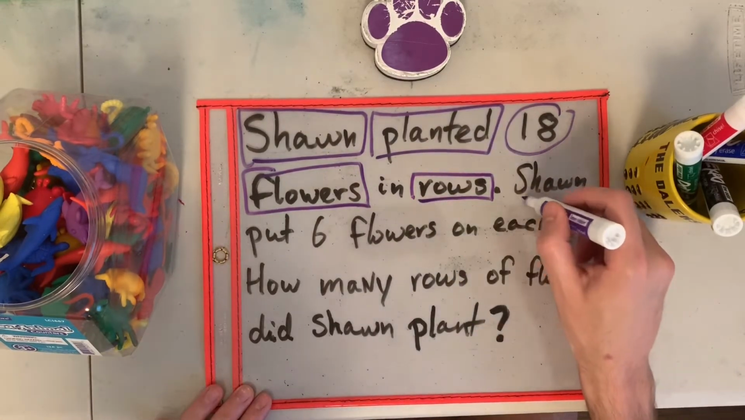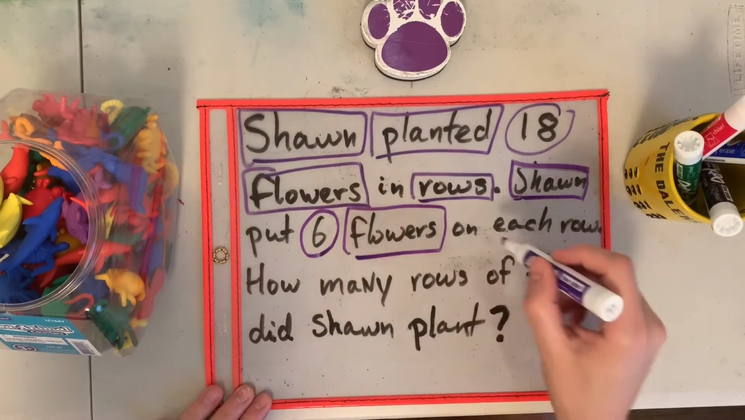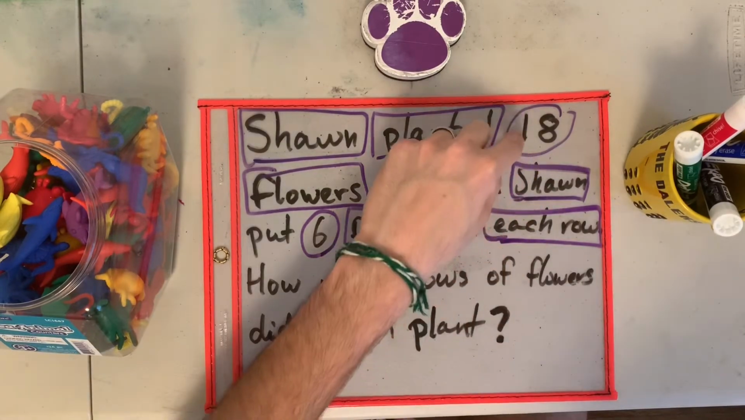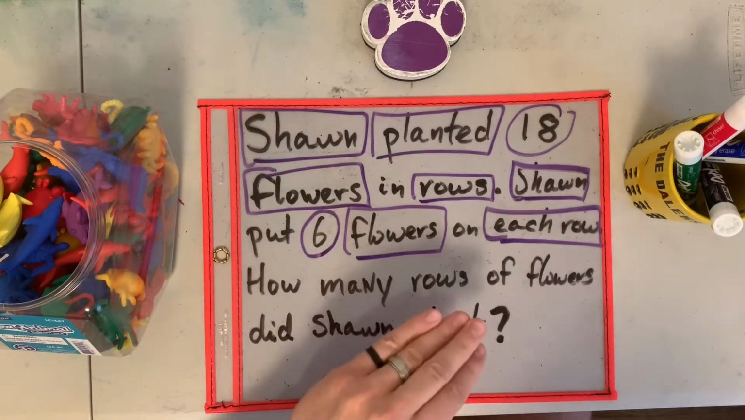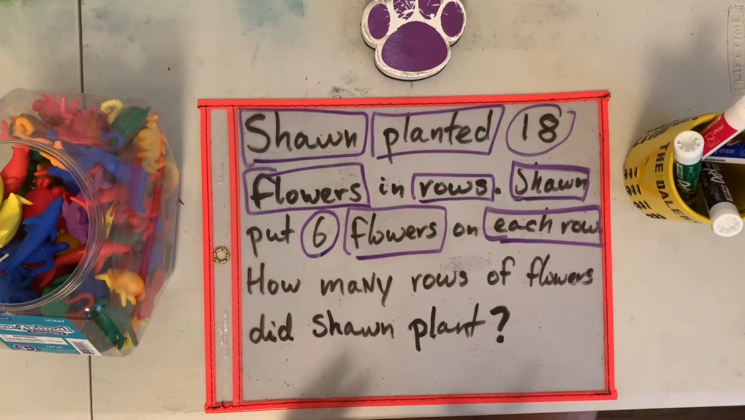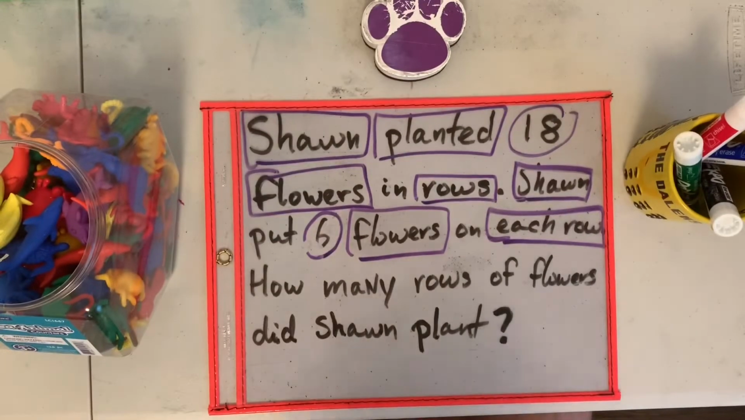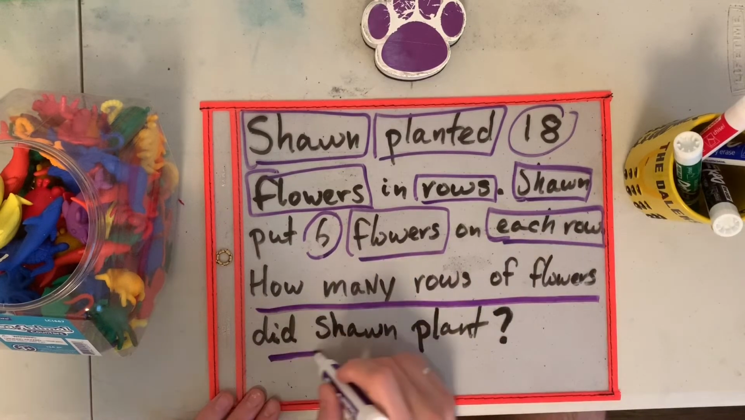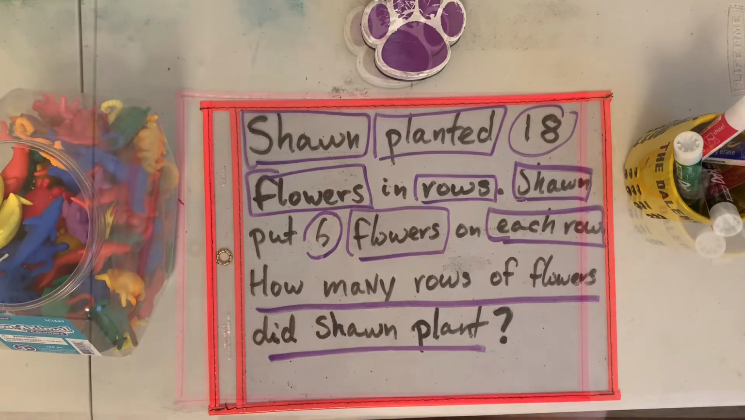Y me dice a mí aquí que Sean put 6 flowers on each row. Que él tiene 18 flores. No tiene más, así que no sumes, no tiene más. Solamente tiene 18 flores. Esas 18 flores hizo grupos y cada grupo tiene 6 flores. La pregunta es, how many rows of flowers did Sean plant? Así que, ¿cuántas filas de flores tiene Sean?